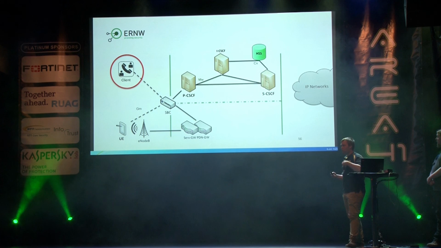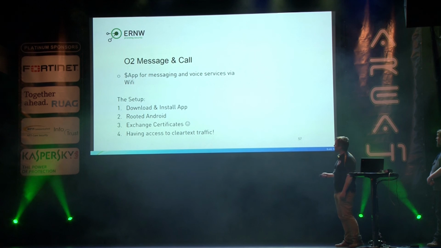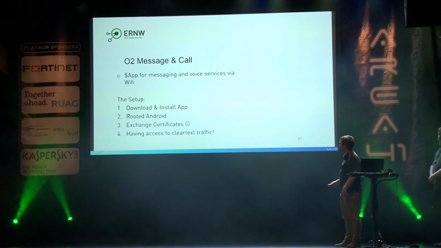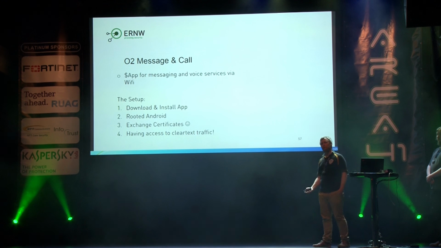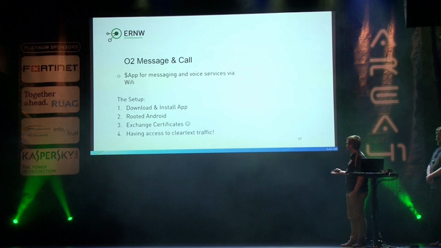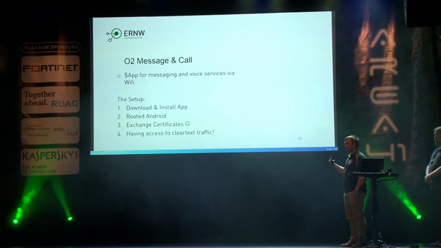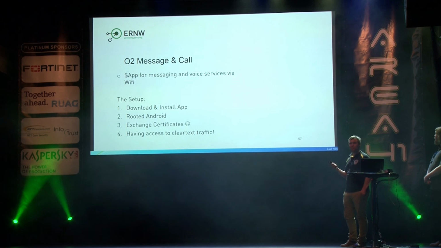We have taken a look at one app which is available in Germany. It's from O2, it's called Message and Call. It's also available in other countries, I don't know if here. That one is not using IPsec, it is using TLS. But in a very bad way, because you can just exchange the certificates. It's your phone, it's your rooted phone. And they don't do correct certificate pinning here. So we've been able to exchange our certificates and access the clear text traffic again. As in the talk before, you have access to the APKs, you can reverse everything, you can change everything, so the provider will never be safe from such attacks.